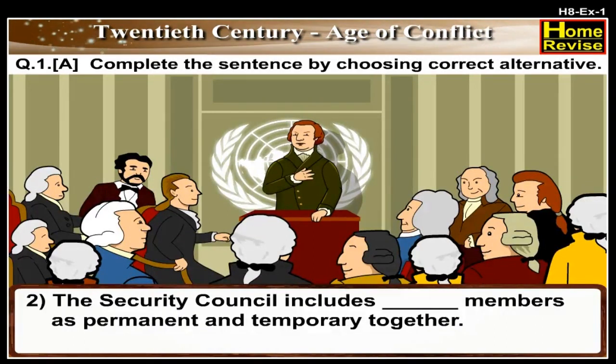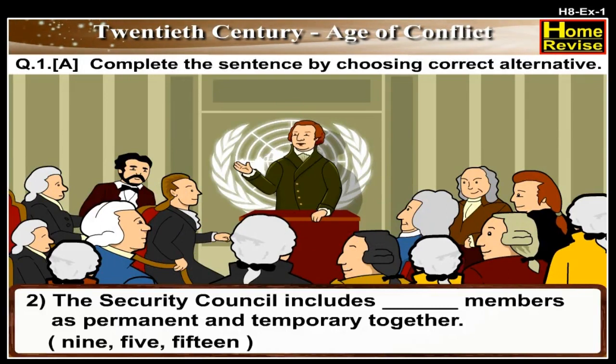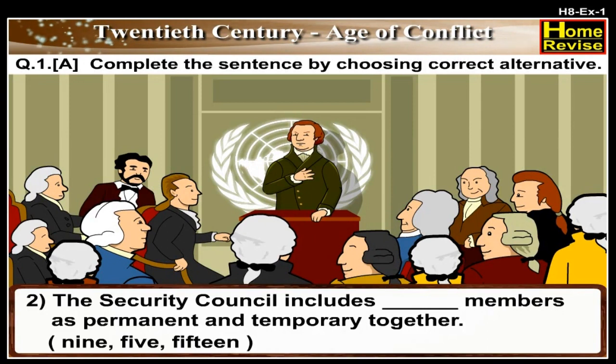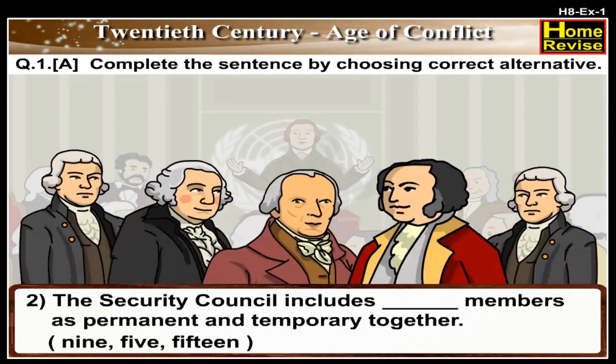2. The Security Council includes dash members as permanent and temporary together. Your options are 9, 5 or 15. The answer is 5. The Security Council includes 5 members as permanent and temporary together.